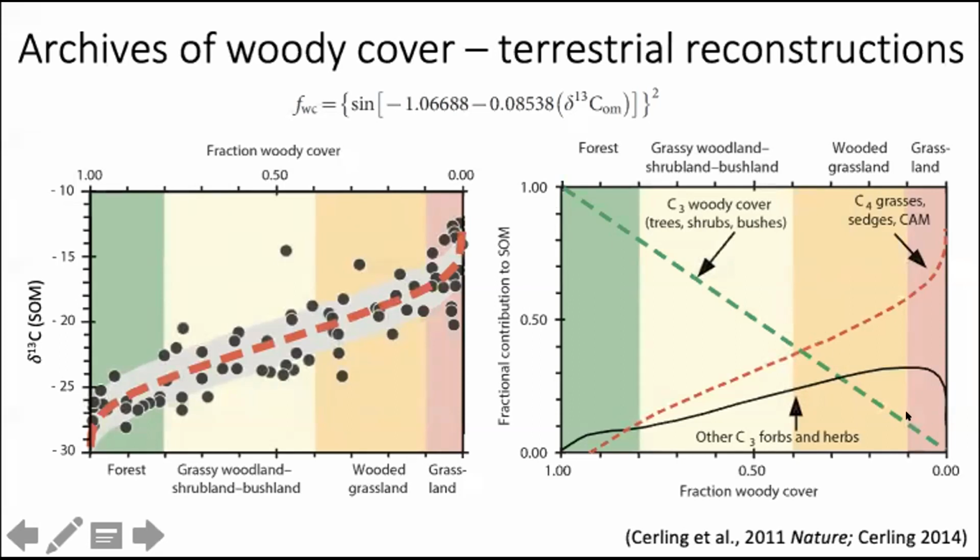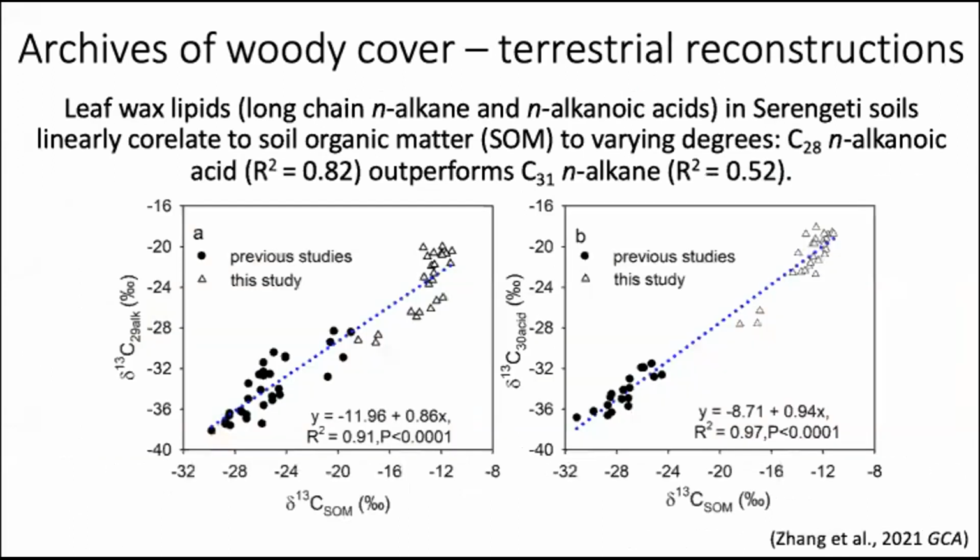And then everything else that makes up the landscape, that kind of herbaceous cover, which is C4 grasses and C3 forbs and herbs, fills in the rest of that space. So Serling came up with this equation that is really simple and easy to use, relating fraction woody cover to the sine squared of this essentially linear relationship of delta 13C of organic matter, which is very widely used. Now, scale is a big problem, obviously, because it's only integrating what is immediately around this area. So this is an issue.